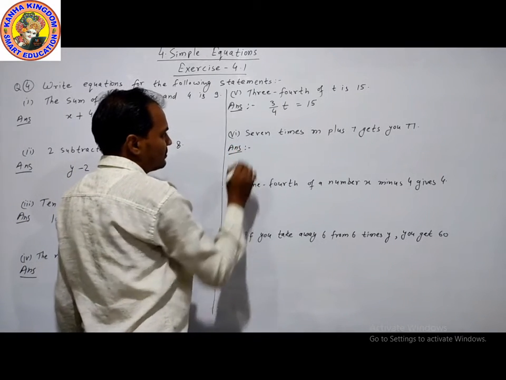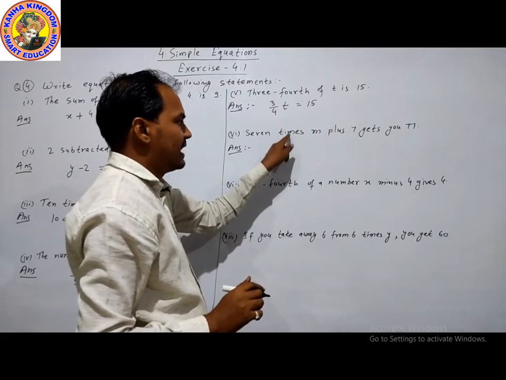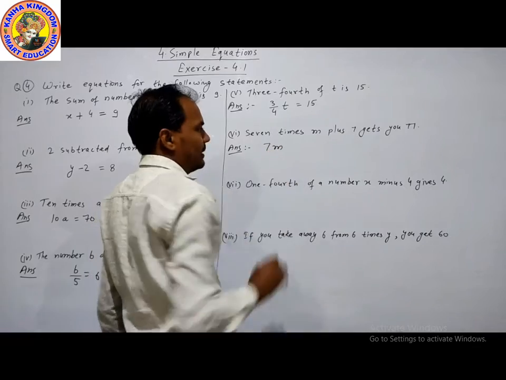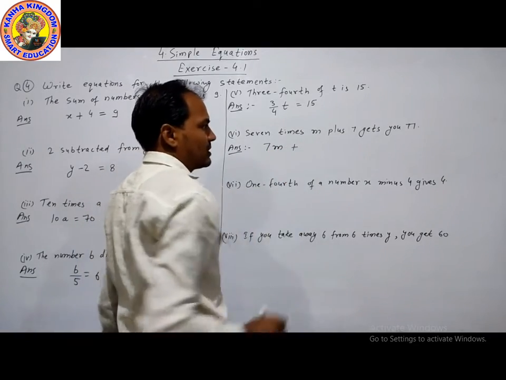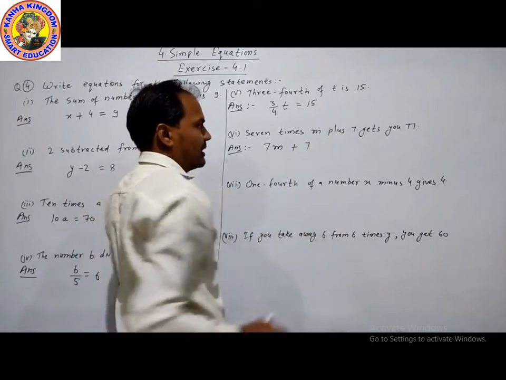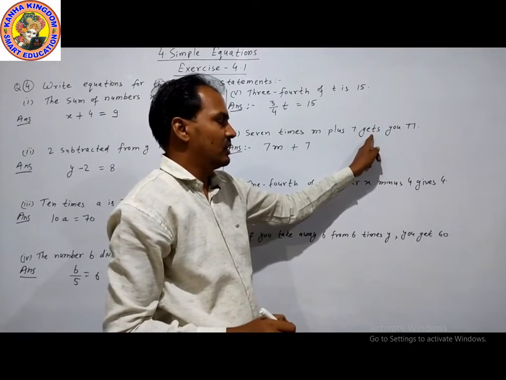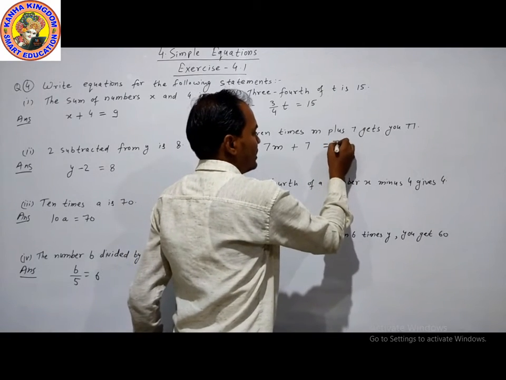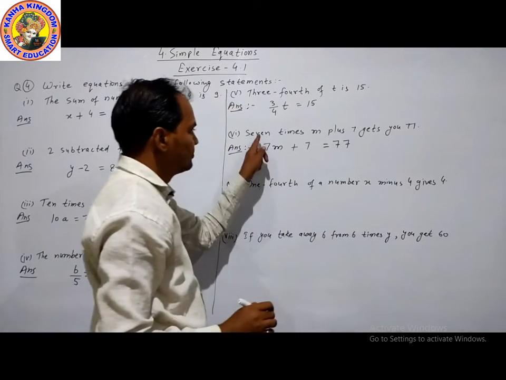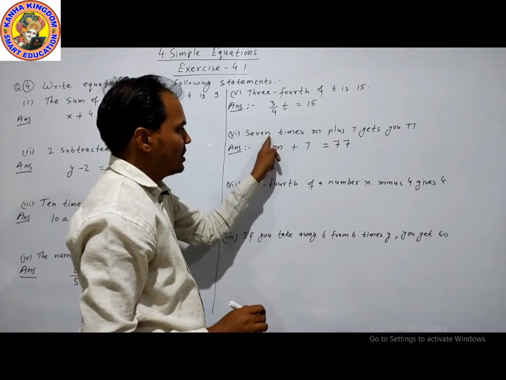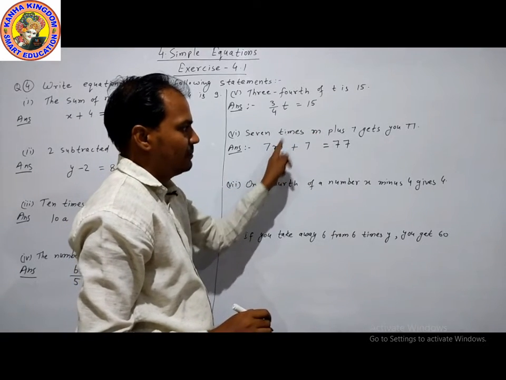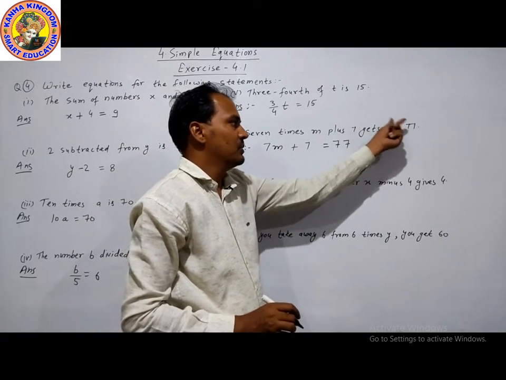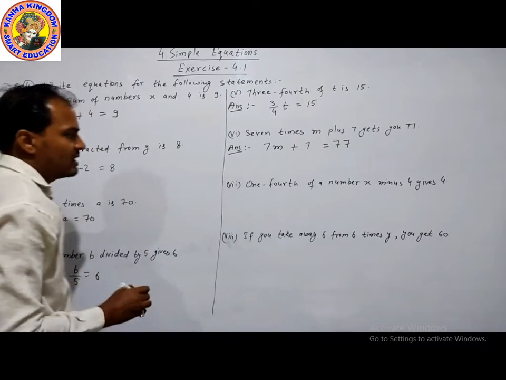Now next one is 7 times. Times means multiply. 7 multiply m, plus 7 gets you the answer, which is 77. The answer is equal to 77. So 7 times m, 7m plus 7 gets you the result 77, equal to 77.